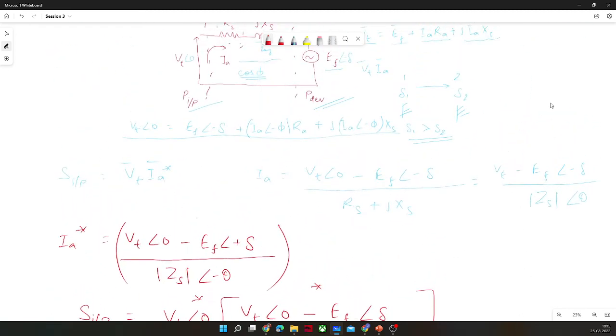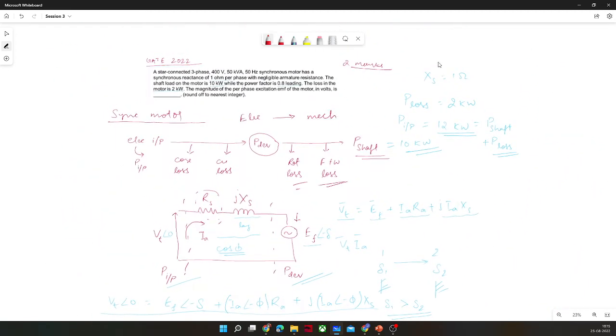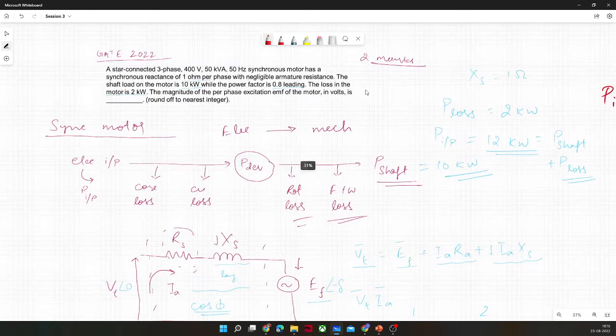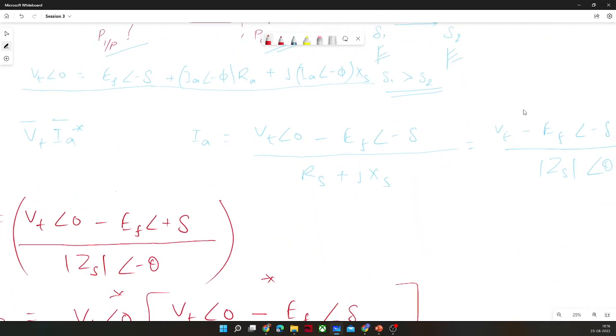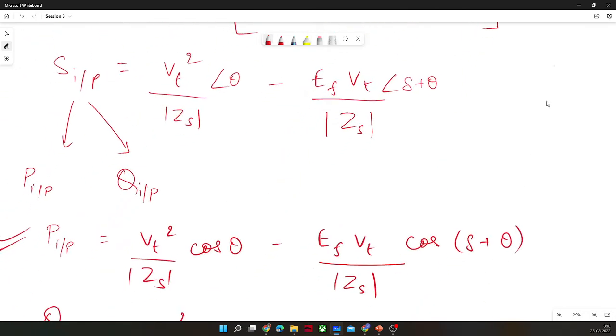So we will again go back to the problem. What was there? The input power we had calculated was 12 kilowatt. Now the power factor is 0.8 leading. Based on that, we will try to calculate the excitation EMF, and the KVL equation of the excitation EMF we had also derived. Now we just have to put everything together in one place.